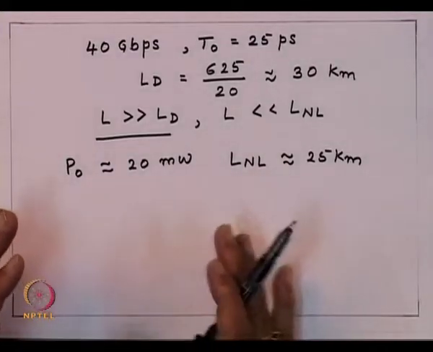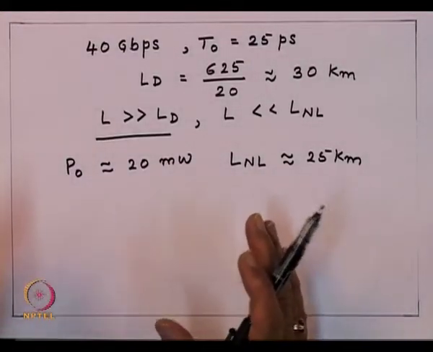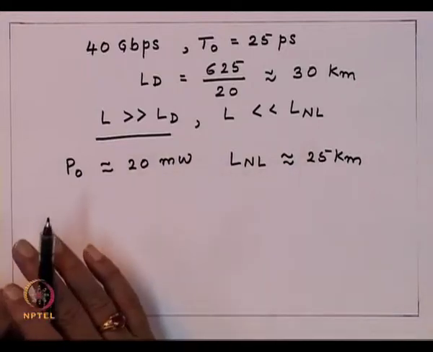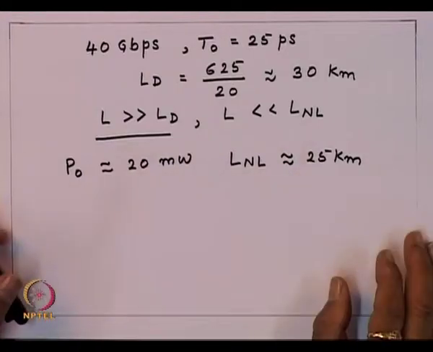So, these are the typical numbers which we normally see in optical communication. What we find is that for the typical power levels and data rates we are going to handle in modern optical communication systems, both the dispersion and nonlinearity effects can become visible.